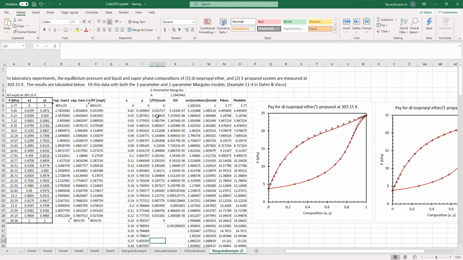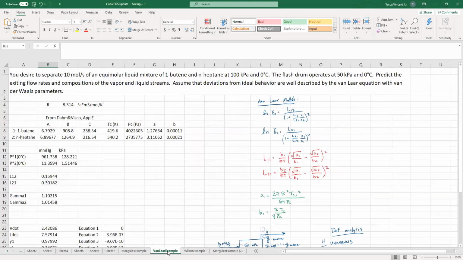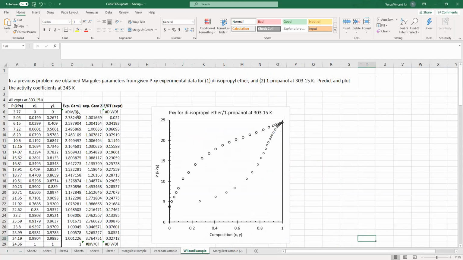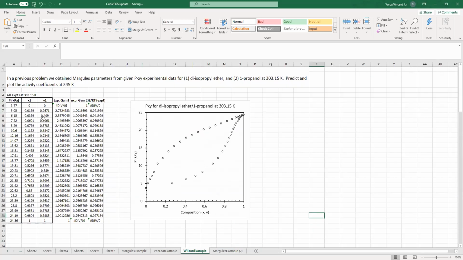If you try to start with an already done spreadsheet, sometimes it can be difficult to keep all your cell references complete. So for this example, all I've kept is the experimental data that we were given. So this is in the black border. And I've also kept the calculations that we've done to calculate the experimental activity coefficients and the experimental GE over RT.